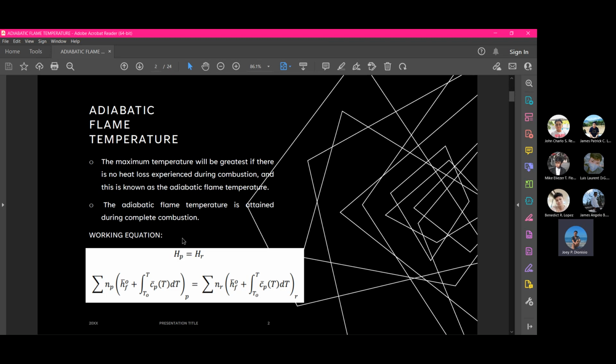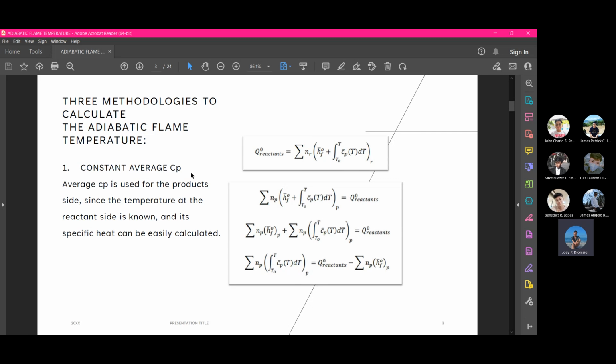Here is the working equation for adiabatic flame temperature. This is just like the energy balance, where the product is on the left side and the reactant is on the right side. Next are the three methodologies to calculate the adiabatic flame temperature. The first one is to be discussed by Mr. Carlo Reyes.